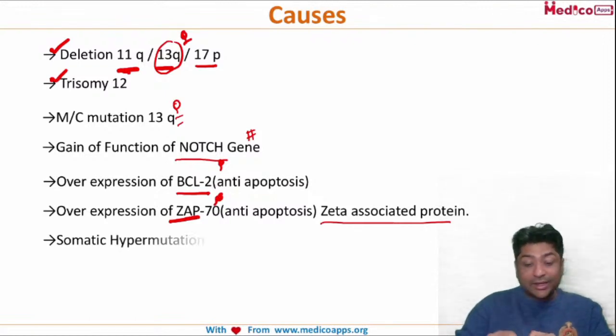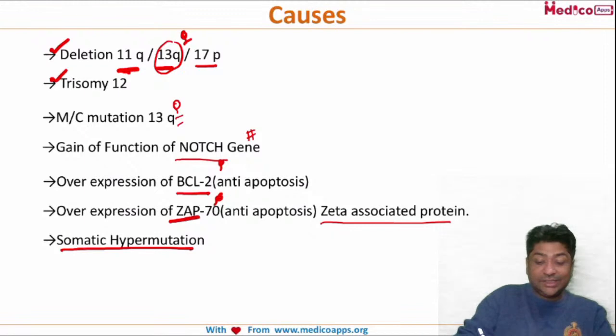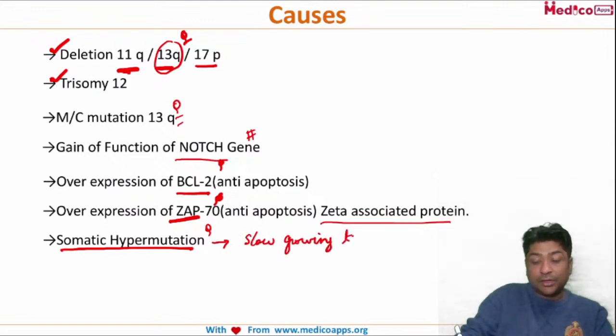There is also somatic hypermutation, which is seen in these B cells. Now, wherever somatic hypermutation is seen, remember, they are basically slow growing tumors. Very important. So, needless to say, wherever somatic hypermutation is seen, they will have good prognosis.